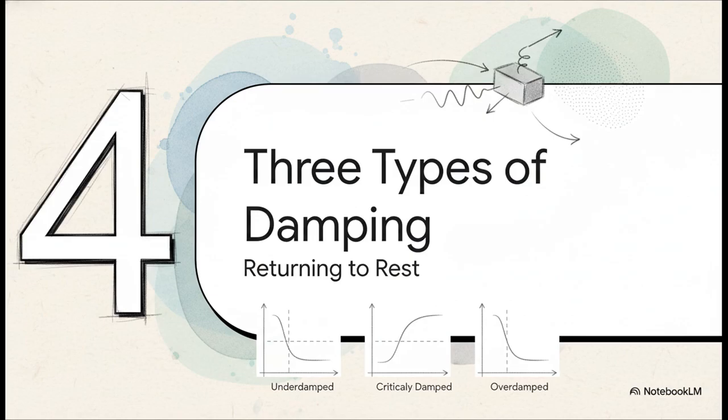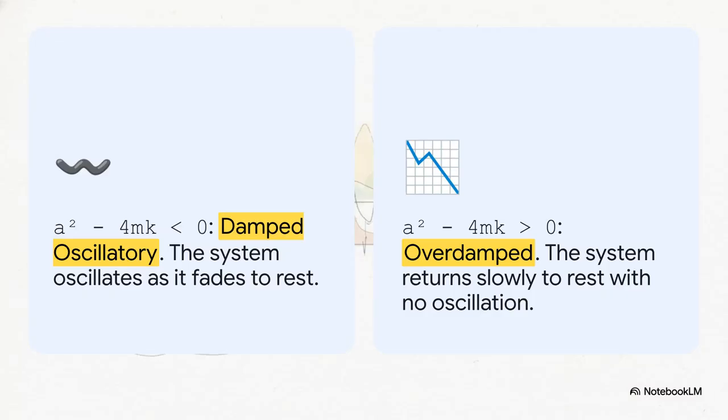Okay, so here's where it gets really interesting. It turns out that not all damping is the same. I mean, depending on how strong that friction is compared to the mass and the springiness, you get three totally different ways for the system to come to a stop. It really all boils down to a fight between the damping force and the spring's restoring force.